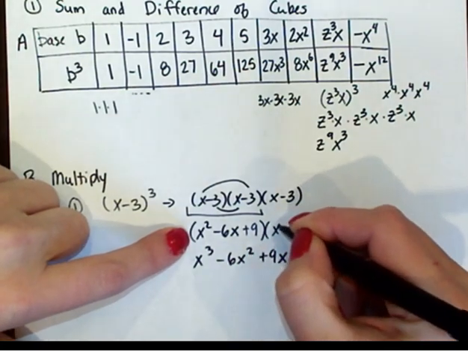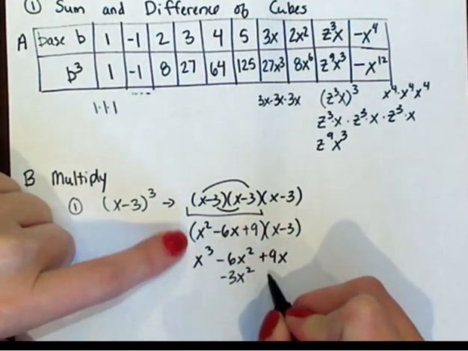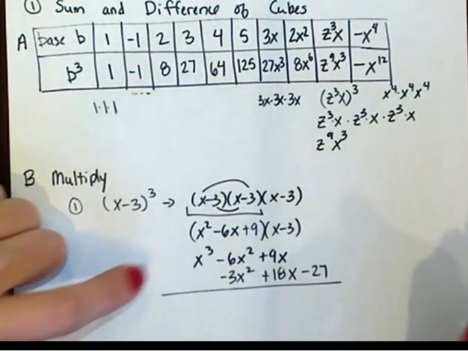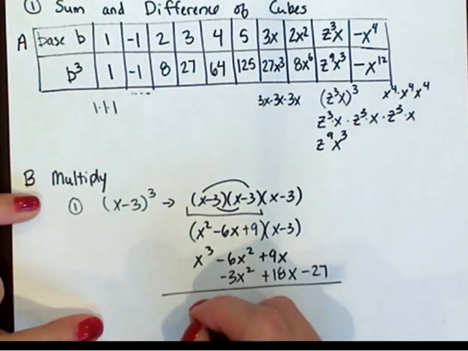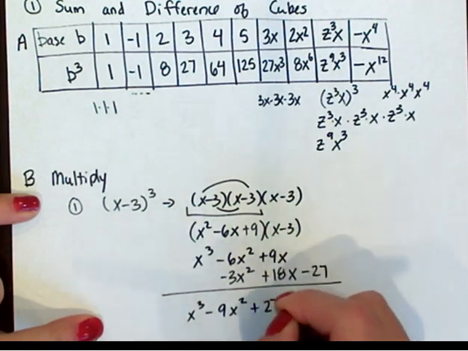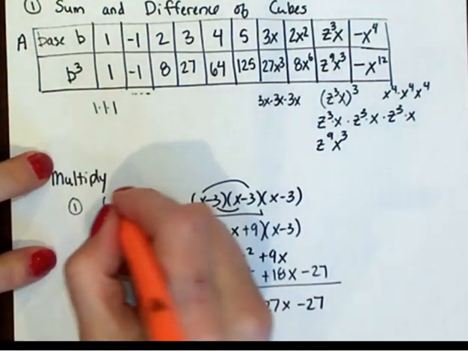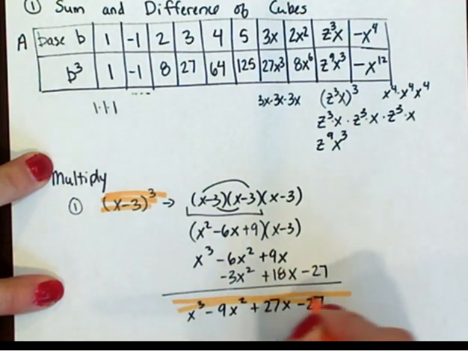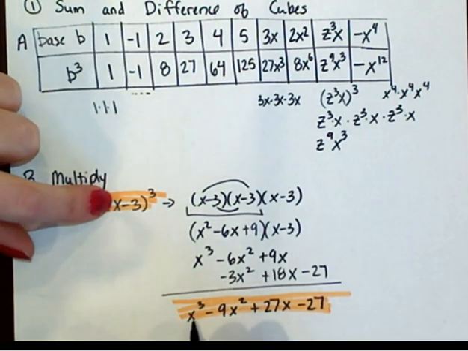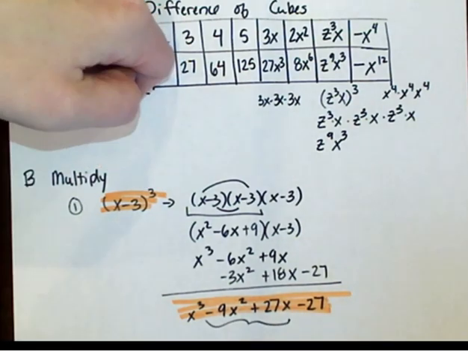Okay, first by distributing the x, next by distributing the minus 3. And combine your like terms. Notice that this does not simply combine to what you think of as the first term, x cubed, and the last term, negative 3 cubed. Notice you still have the middle quantities that you have to find.